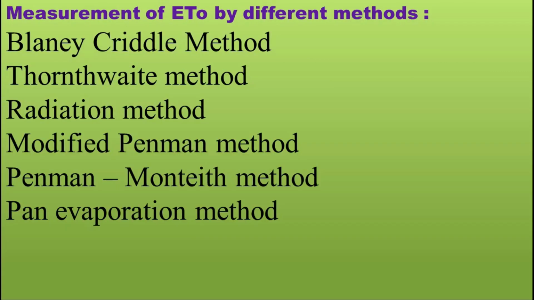Measurement of ETo by different methods: Blaney-Criddle method, Thornthwaite method, radiation method, modified Penman method, Penman-Monteith method, and pan evaporation method. These are the methods used for the measurement of evapotranspiration loss.